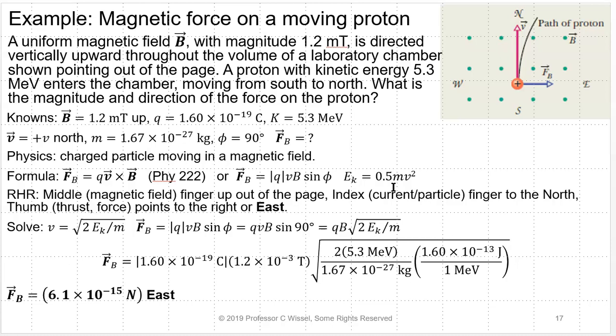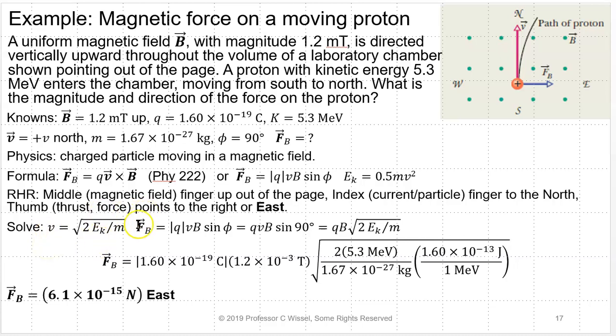So at this point, we apply the right-hand rule because it's a positive particle. You have the middle finger, which is your magnetic finger, pointing up out of the page. Your index, which is the current of particle motion, points up the page to the north. Your thumb, which is the thrust or force finger, points to the right or to the east, and that's shown right here.